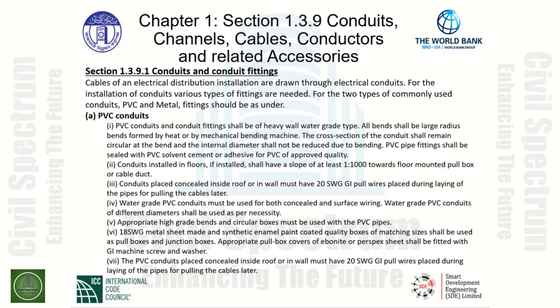Item number 2, conduits installed in floors, if installed, shall have a slope of at least 1 in 1,000 towards the floor-mounted pull box or cable duct. This is for any condensation that could occur within the conduit piping system. Item number 3, conduits placed concealed inside roof or in wall must have 20 SWG GI pull wires placed during laying of the pipes for pulling the cables later.